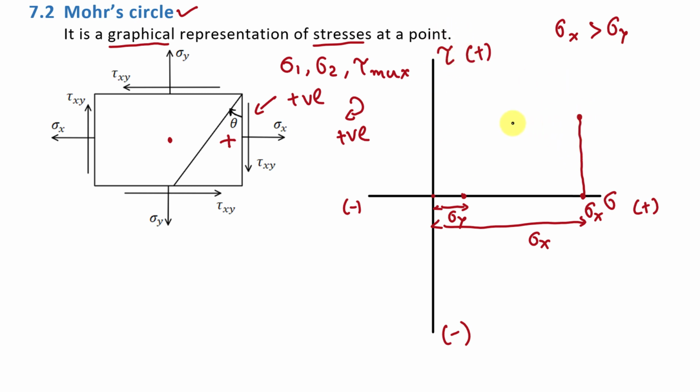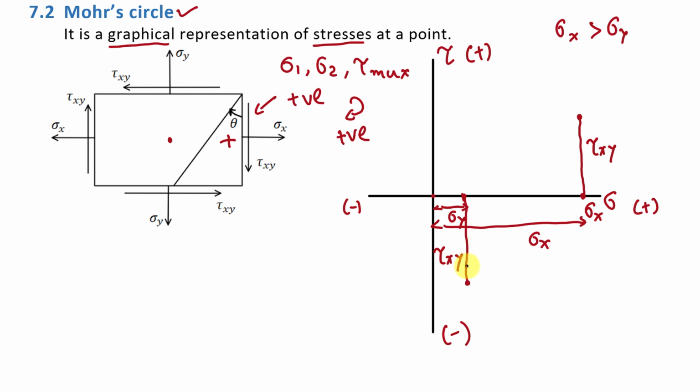Fine? And if you see on this surface, this shear stress tau xy is in the anti-clockwise direction, because this shear stress tries to rotate this body in the anti-clockwise direction. So we will take this shear stress as negative. So from this point it will be a vertical line like this, and this distance is tau xy, and similarly this distance is tau xy.